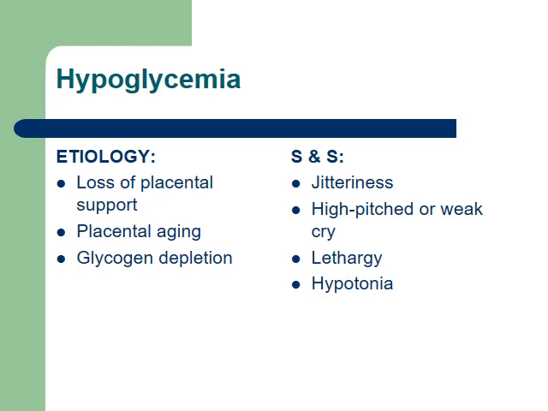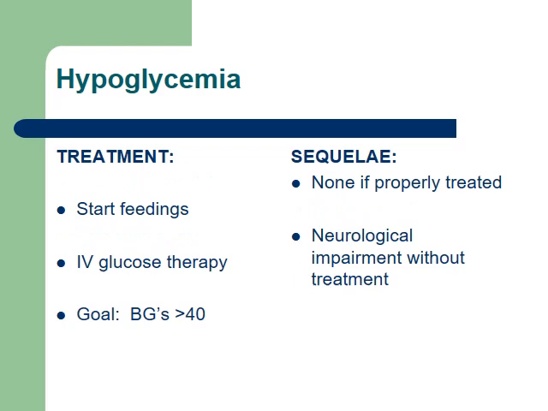Hypoglycemia, the etiology is the loss of placental support, and the placenta will age. So it decreases the amount of sugars available. Glycogen depletion, as that placenta ages, it just doesn't have the glycogen available. So those babies will get hypoglycemic. What they look like, they get very jittery. That's the biggest symptom of hypoglycemia, is jitteriness. They will have a high-pitched or weak cry. They'll be very lethargic with very little muscle tone. They just don't respond well.